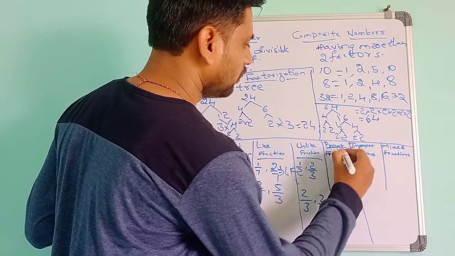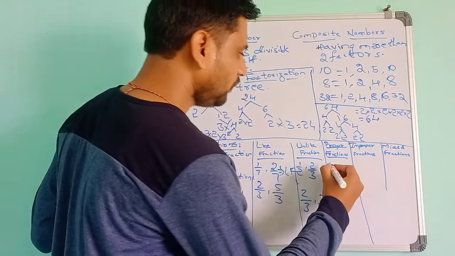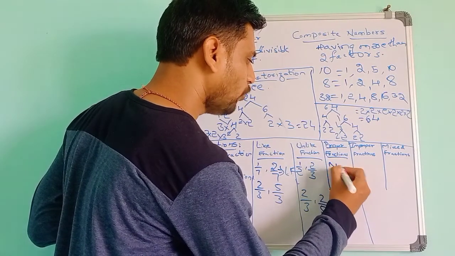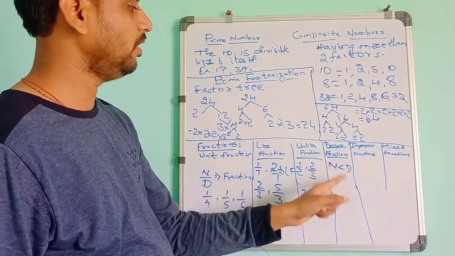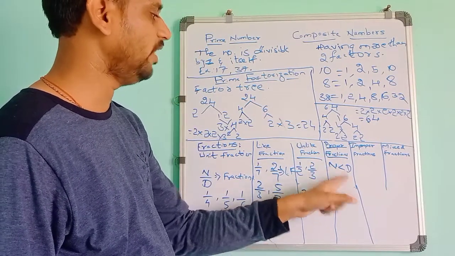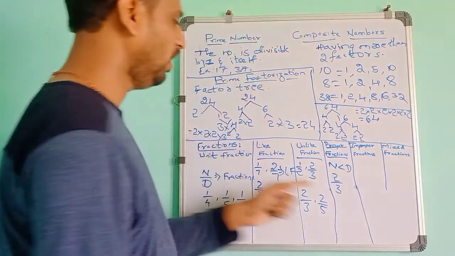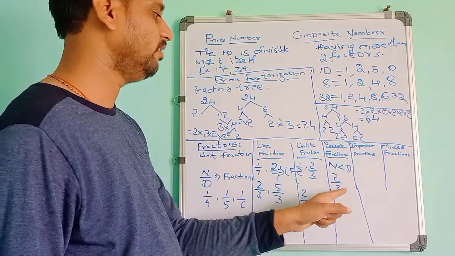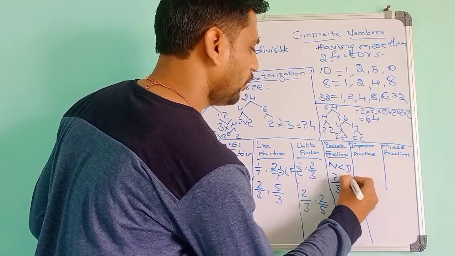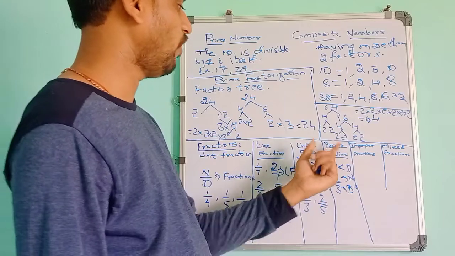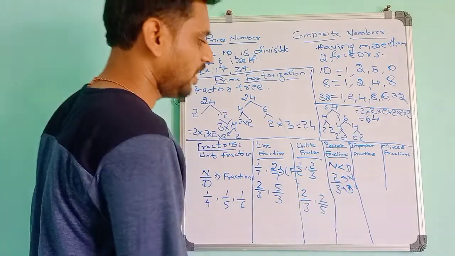Proper fractions. In proper fractions, the numerator will be smaller than the denominator. Take the example 2 by 3. So 2 is smaller than 3. 2 is the numerator and 3 is the denominator. So the denominator is always the downside and the upside is the numerator. So in proper fractions, the numerator is lesser than the denominator. So 2 by 3.